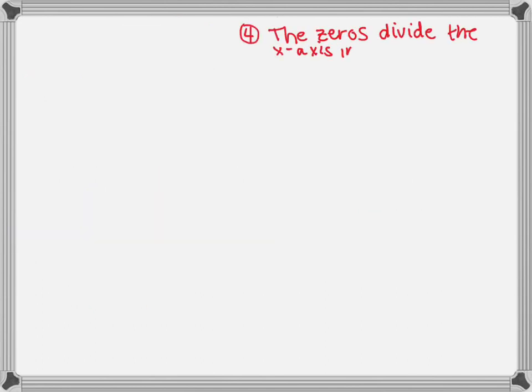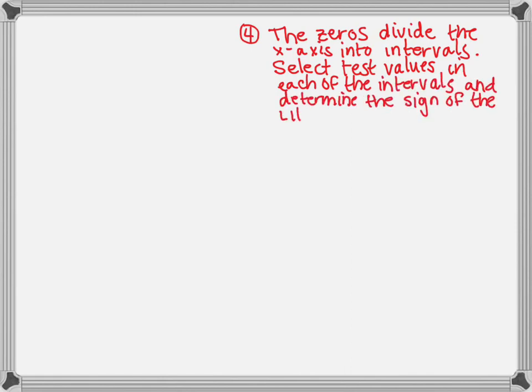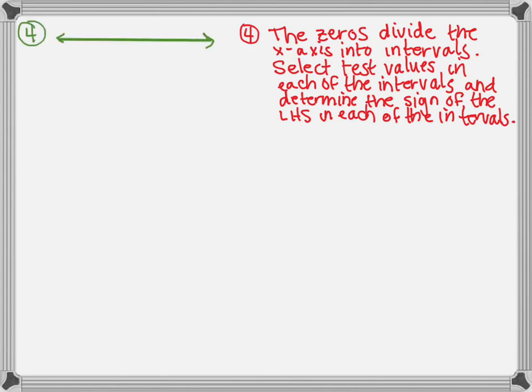Fourth step, the zeros will divide the x-axis into intervals. And we will select test values in each of the intervals and determine the sign, whether it's positive or negative, of the left-hand side in each of the intervals. So I'm drawing a number line. Let's put our zeros at negative 3 and 10. And we can see we could break the x-axis into 3 different intervals. If I break it at those two zeros, I have 3 intervals.